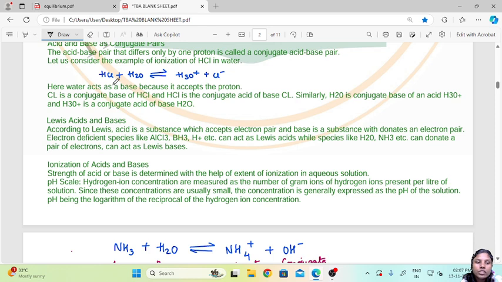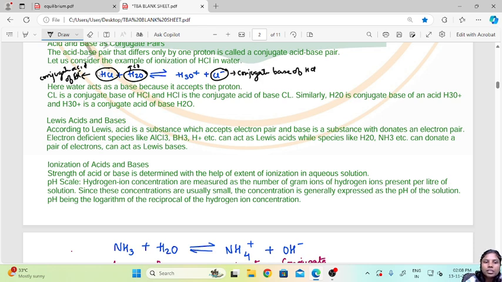Here, water acts as the base because it is accepting the proton. So Cl minus over here is the conjugate base of HCl, correct? Because it is formed by giving away a proton. And this HCl is the conjugate acid of Cl minus, because it has given away one of its hydrogens, and this Cl minus is formed by losing that hydrogen. Similarly, this H2O becomes the conjugate base of the acid H3O plus, and H3O plus becomes the conjugate acid of H2O.